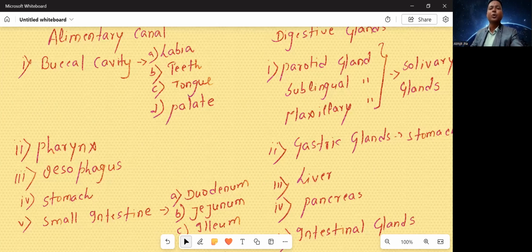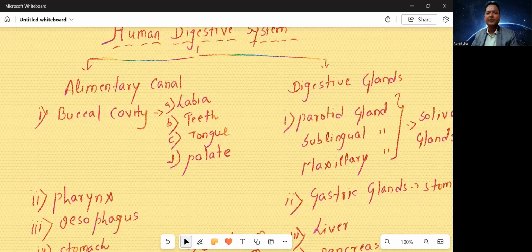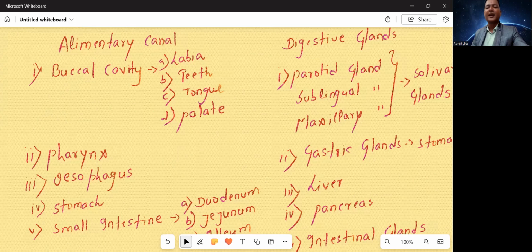So friends, with the help of this flow chart, we can easily say that there are two major components of the human digestive system. The first one is the alimentary canal and the second one is the digestive glands. We have gone through each and every part of the alimentary canal and digestive glands.